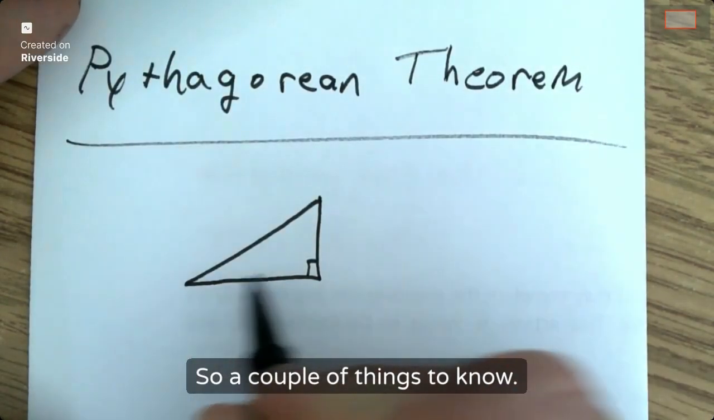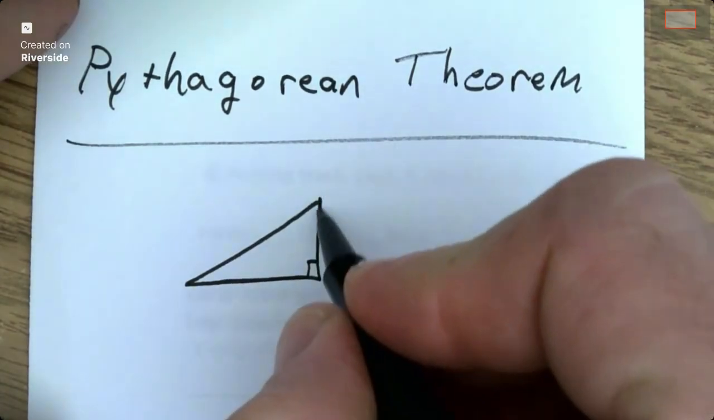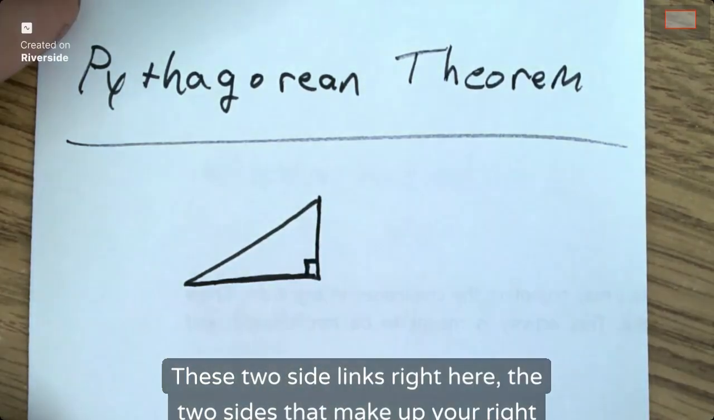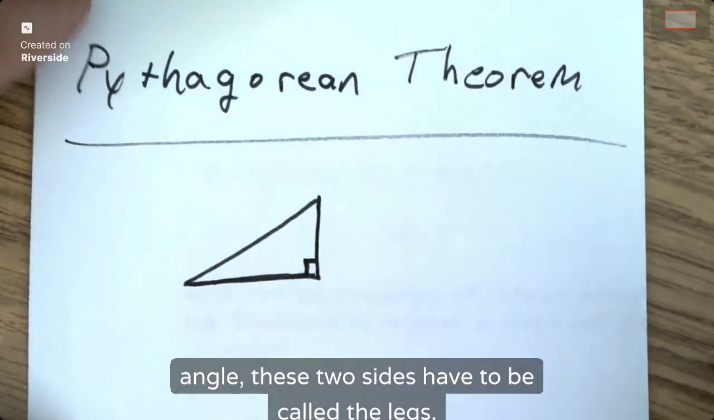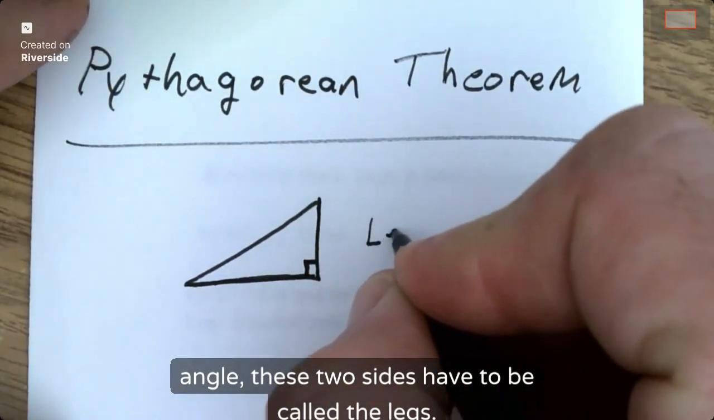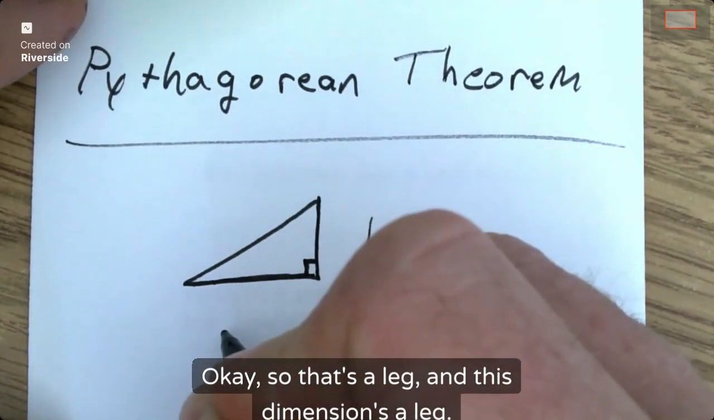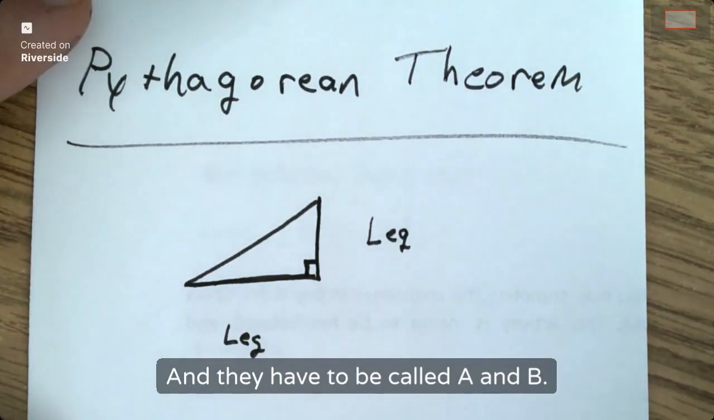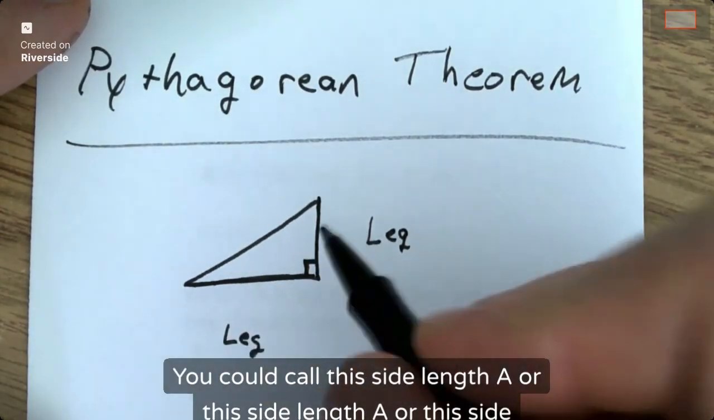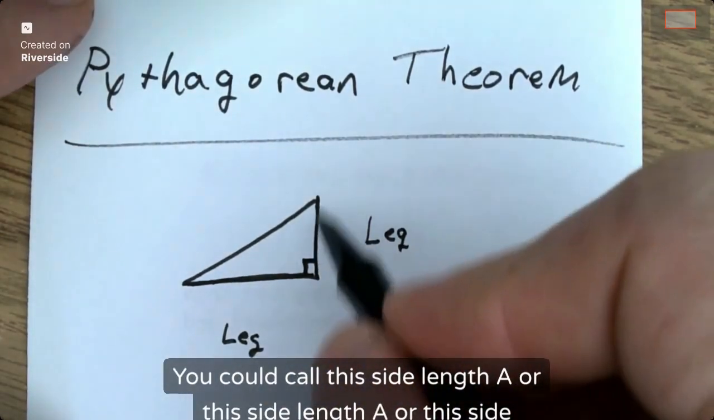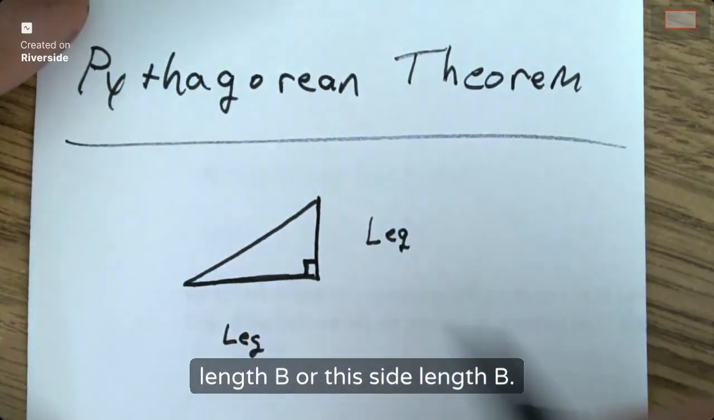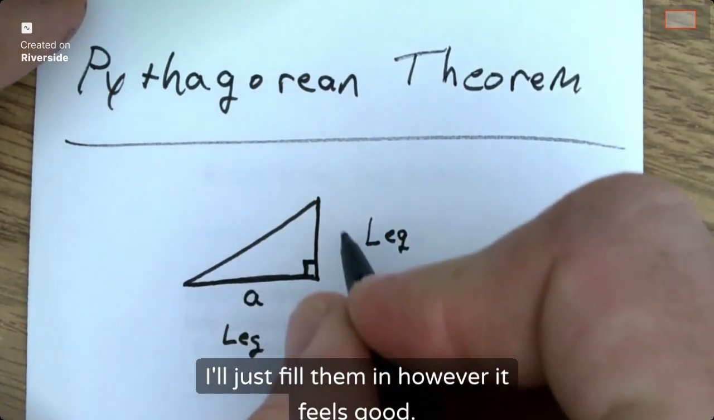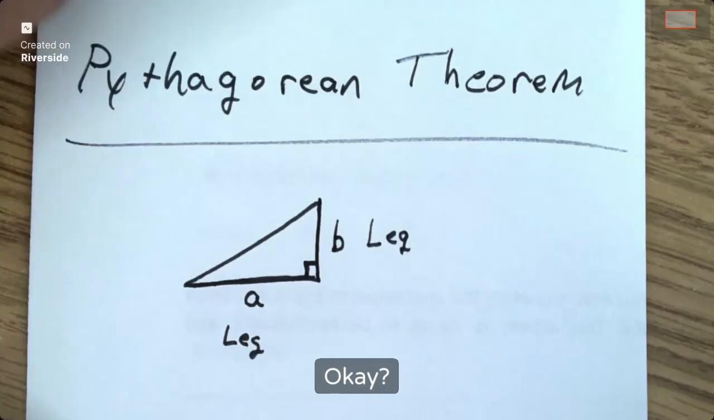Okay, so a couple of things to know. These 2 side lengths right here, the 2 sides that make up your right angle, have to be called the legs. So that's a leg, and this dimension's a leg. And they have to be called A and B. Doesn't matter which is which. You could call this side length A, or this side length A, or this side length B. They're interchangeable. They just have to be called A or B. I'll just fill them in however it feels good. So A and B.